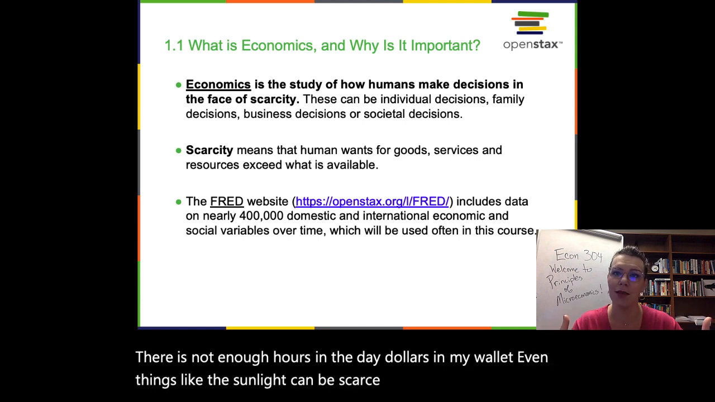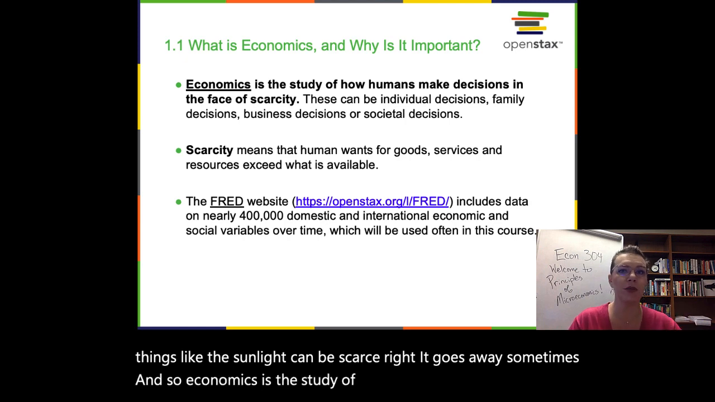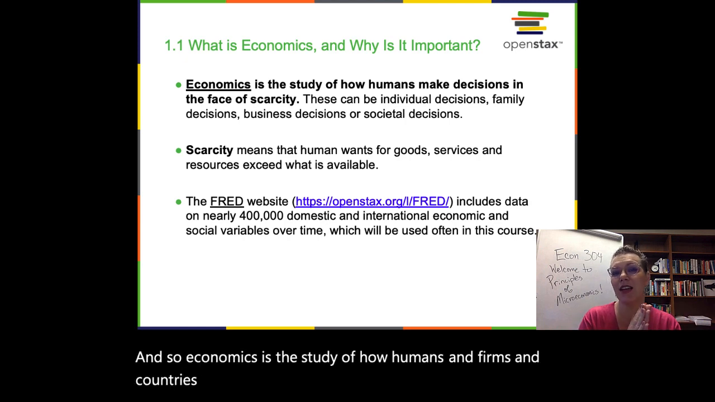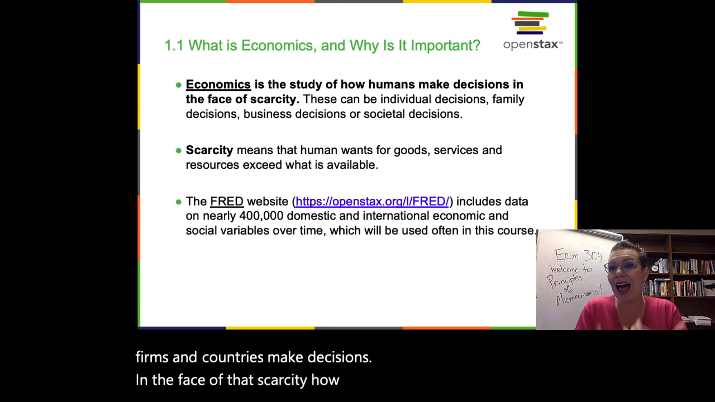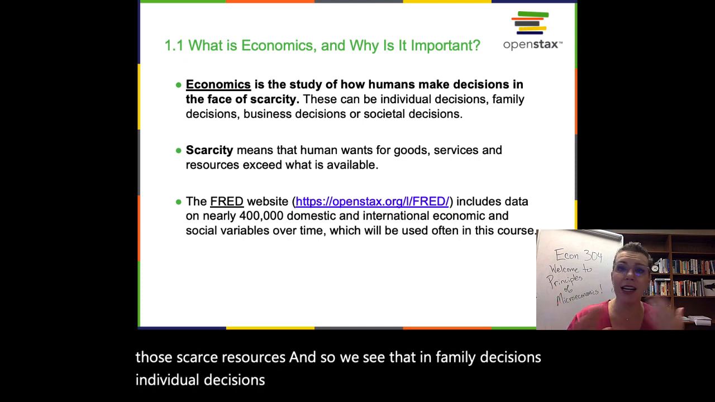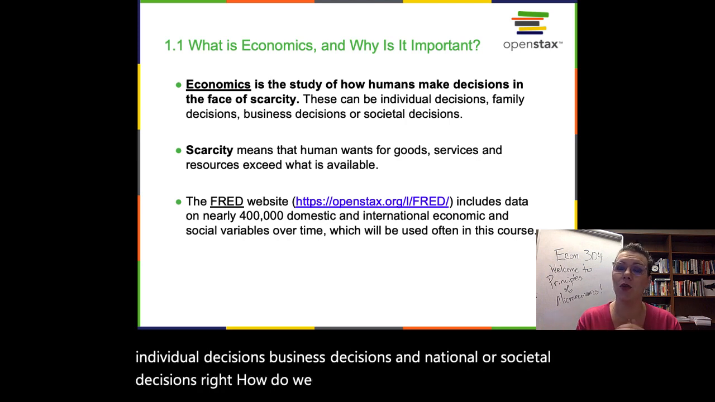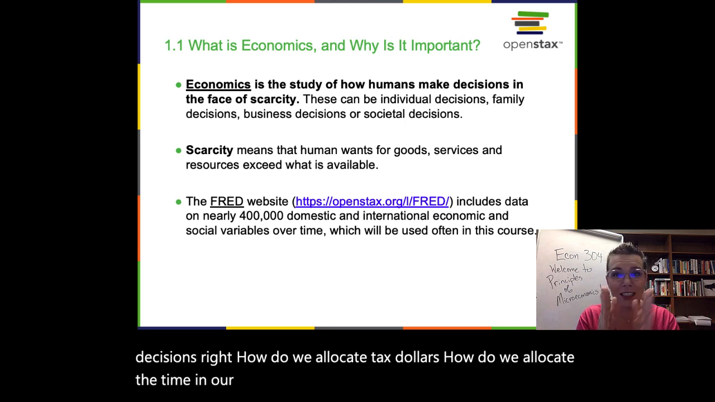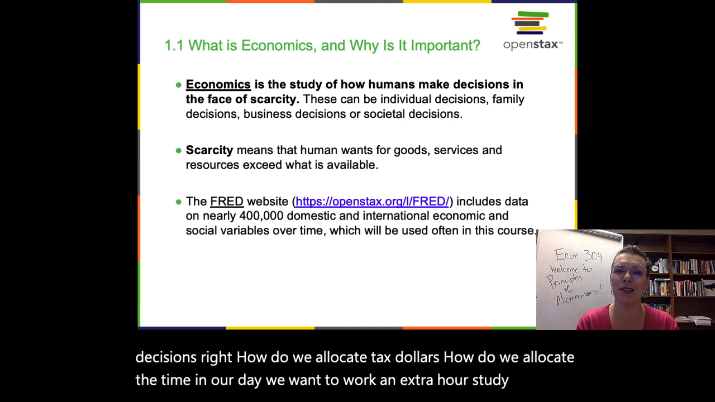It goes away sometimes. And so economics is the study of how humans and firms and countries make decisions in the face of that scarcity. How do they choose how to allocate those scarce resources? And so we see that in family decisions, individual decisions, business decisions, and national or societal decisions, right? How do we allocate tax dollars? How do we allocate the time in our day? Do we want to work an extra hour or study an extra hour? Those kinds of questions.